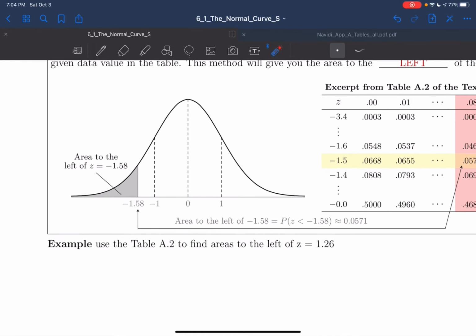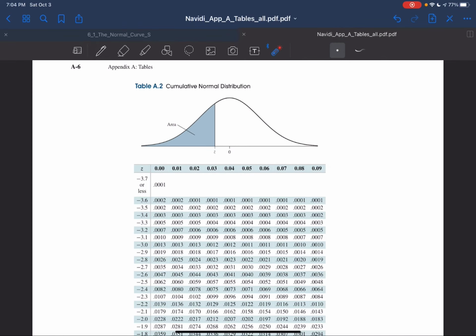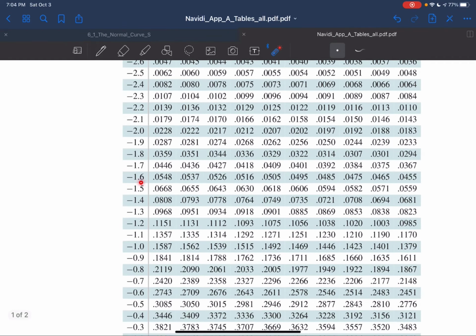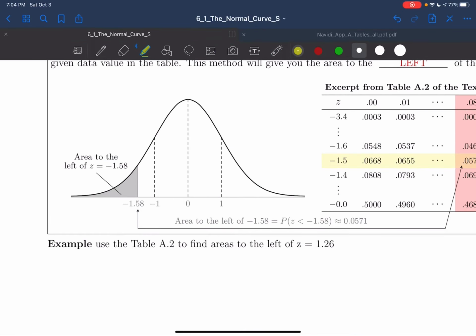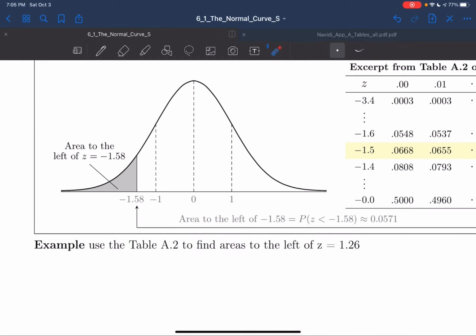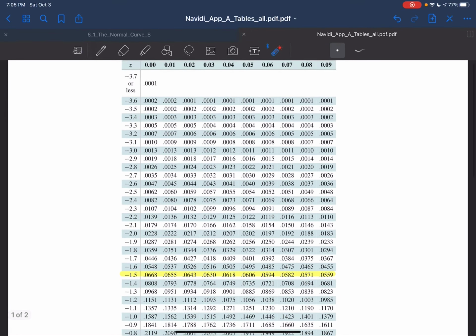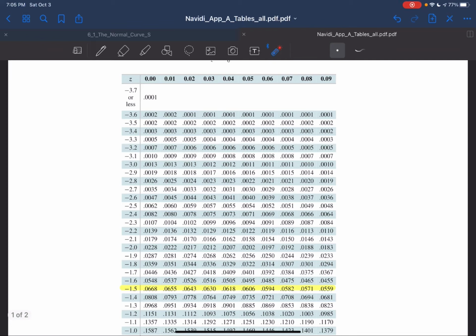Well, first you want to look at the negative 1.5 value. You want to find that here. So here we go, negative 1.5. What I like to do is highlight it. Next, I have to find the 0.08, this value right here. So this will be 0.08, and then I'll highlight it here.